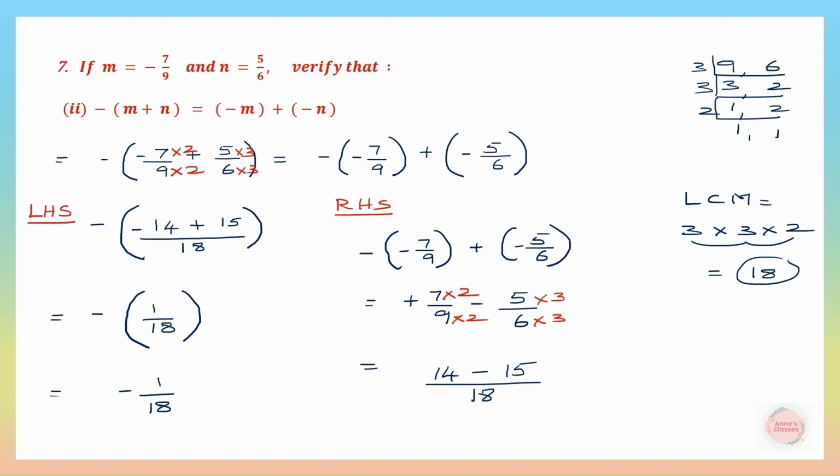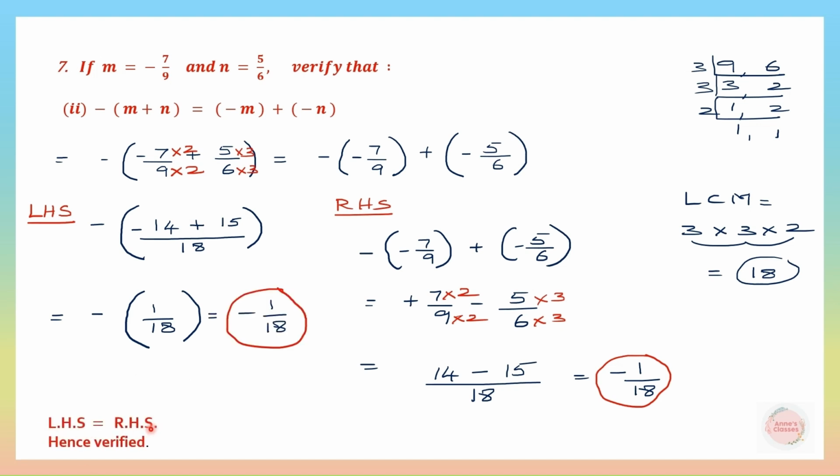So now we have 14 minus 15. We put the sign of the bigger number. And what is the sign of the bigger number? Minus, and subtract. 15 minus 14 is 1 and the denominator is 18. So look at the left hand side. Left hand side we have minus 1 by 18 and right hand side also we have minus 1 by 18. That means left hand side is equal to the right hand side and we have verified it. So let's write that left hand side is equal to right hand side, hence verified.